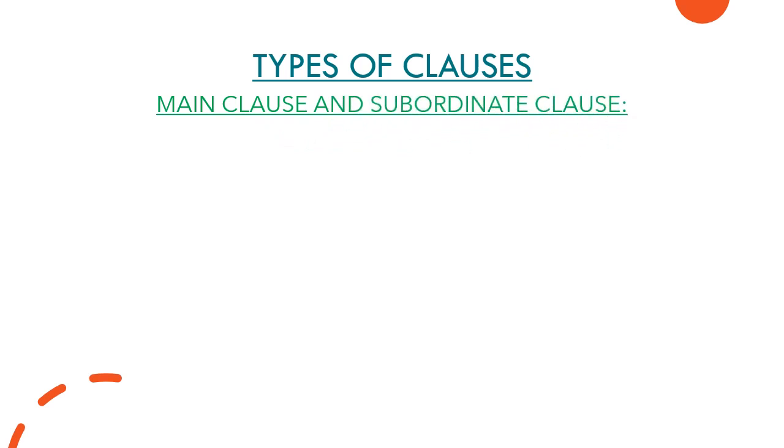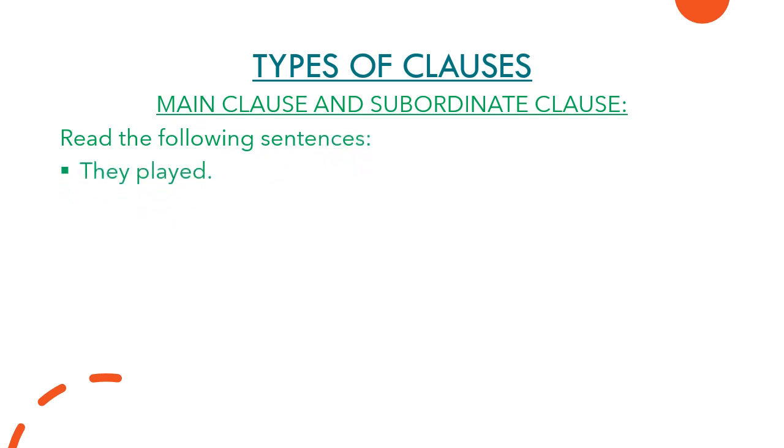With the name only it is clear, main clause means the main thing, and subordinate means it's a part of something, or you can say it is accompanying something, right? Let's read this. Read the following sentences. They played. Next, when the sun came out. So there are 2 sentences that they have given here. The first is they played. The second one is when the sun came out, right?